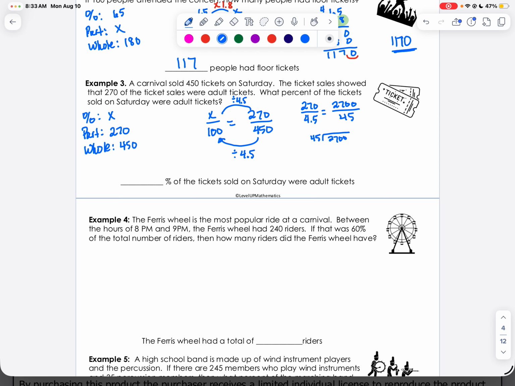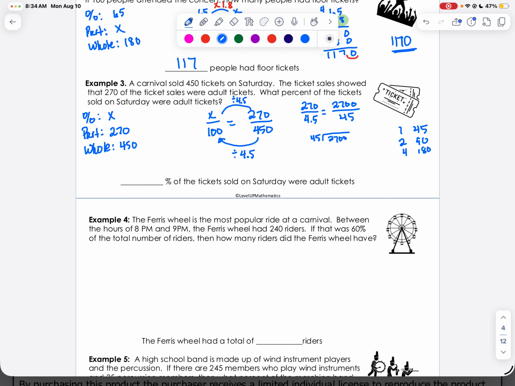Now to do that, I'm going to come over here and use a ratio table to know how many times 45 will go in here. So if I have 1 times 45, that's 45. If I double that, that's 90. I'll double that again to get 180. I'm trying to get as close to 270 as I can. Now, if I double that again, that's going to give me 360.